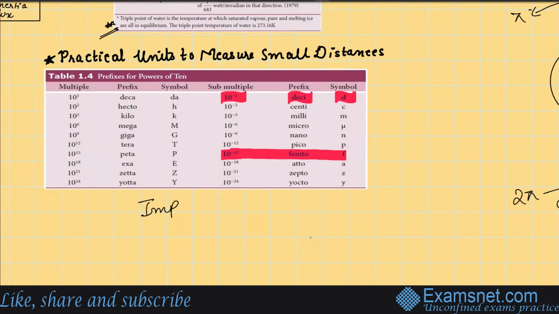10 to the power minus 1 is deci, 10 to the power minus 2 is centi, 10 to the power minus 3 is milli, minus 6 is micro, you can easily know, right? Mu is the symbol, that is important. Nano is minus 9, pico is 10 to the power minus 12, then femto, atto, zepto, yocto. Deci, centi, milli, micro, nano, pico, femto, atto, zepto, yocto. You can make a song with this and learn it because this is important. Repeat with me: deci, centi, milli, micro, nano, pico, femto, atto, zepto, yocto. This might sound lame to you, but it is very important.